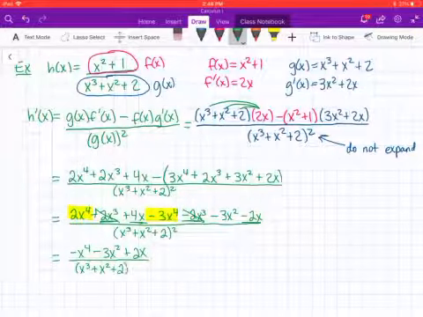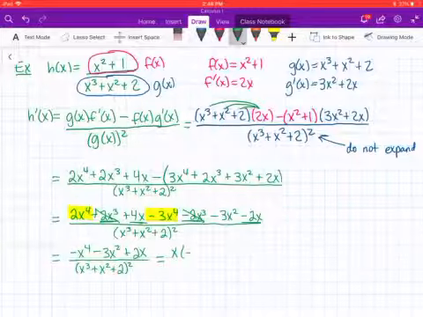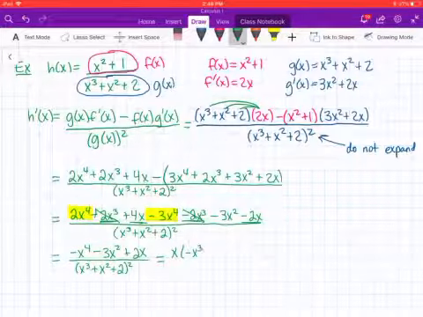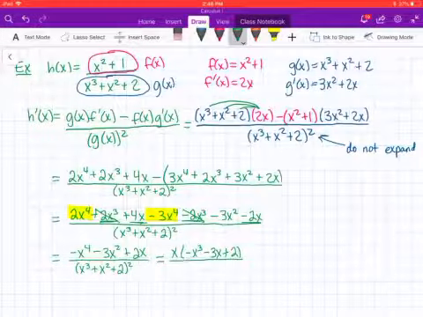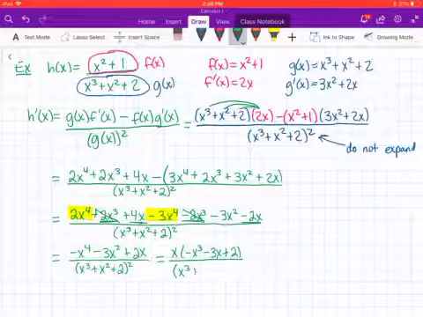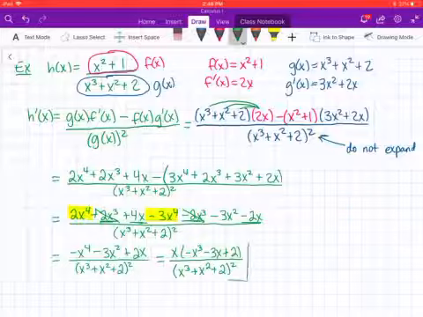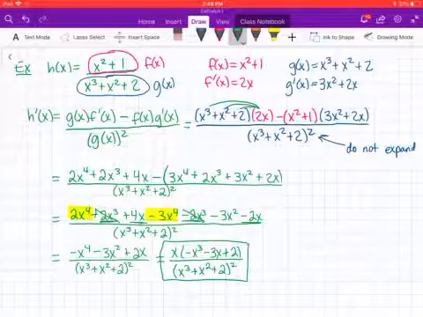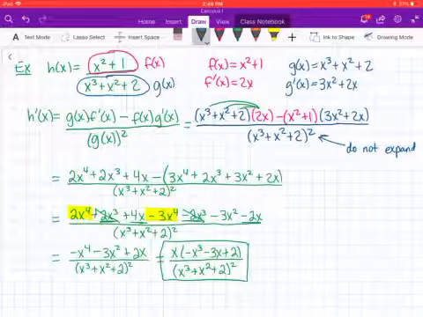Last thing we want to do is we see that numerator has an x in every term, so let's factor that out. We got a minus x cubed minus 3x plus 2. And there we go, we found the derivative. Okay, I made this one slightly complicated on purpose. But just keep in mind, you plug in the formula into the quotient rule and then simplify the top and keep the bottom the same. Let's do another one of those.